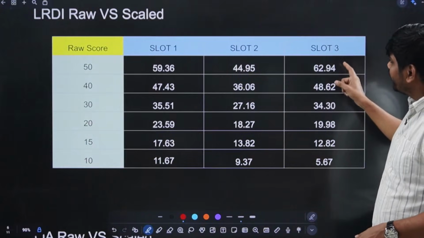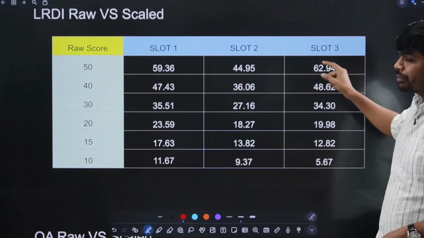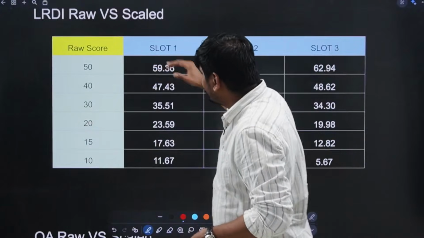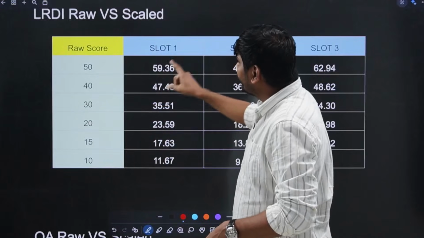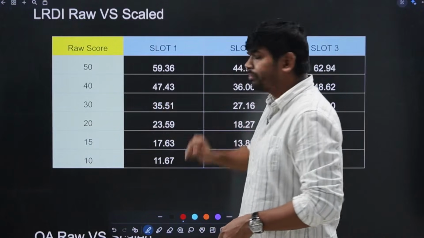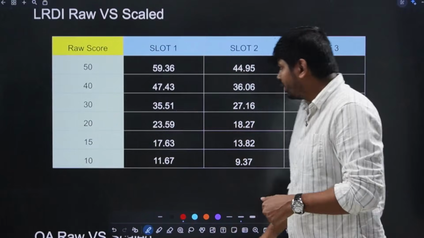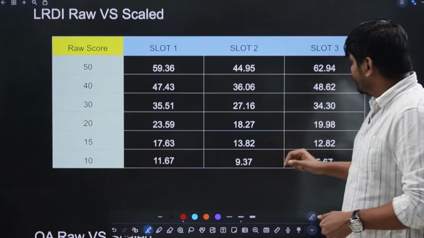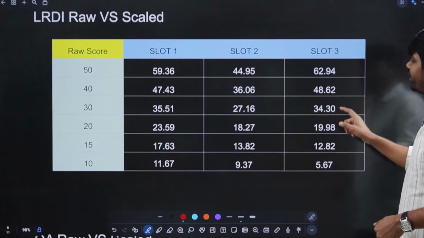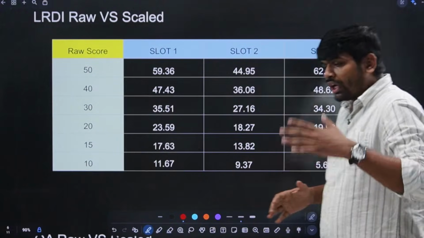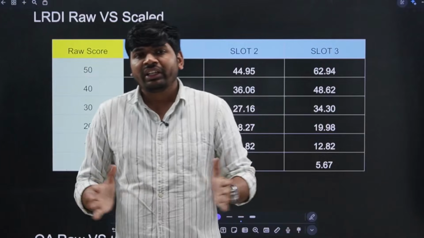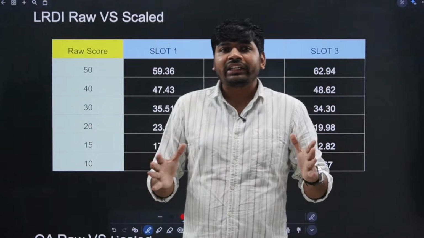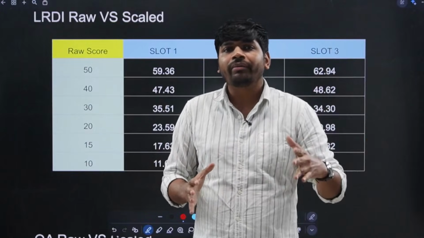Whereas in slot 3, the score is 62.94. You can see the jump of 12 marks at the higher level. If you look at 30 marks, slot 1 30 marks will give you 35.51, a scale up of 5 marks. Whereas in slot 2, it is getting scaled down by 3 marks. In slot 3, this jump is nearly 4.30. So across the slots, scaling is very weird. Scaling up is also there, scaling down is also there.